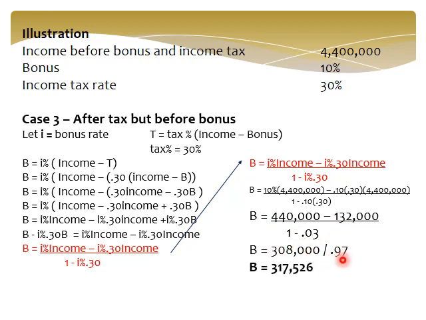So we have a bonus of 317,526. So to record this, to journalize, debit bonus expense 317,526, credit bonus payable 317,526.